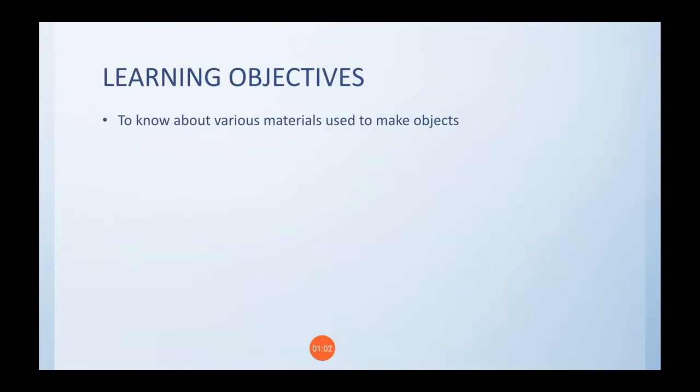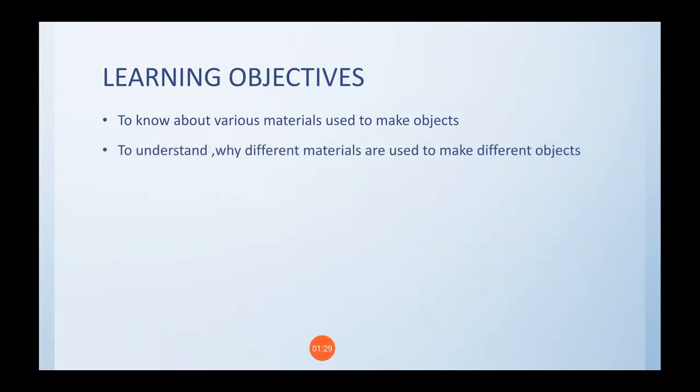What is a learning objective? What are the things we are going to learn in the particular chapter? That is the learning objective. You are going to learn about various materials used to make objects. What materials are used to make objects, and what type of objects are made of what type of materials, that I am going to explain. And to understand why different materials are used to make different objects, because they have needs. The needs are the application needs, right? So that I am going to explain.